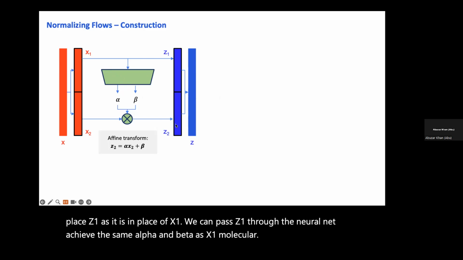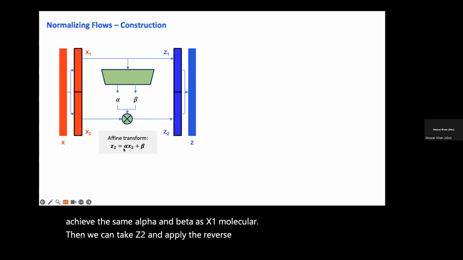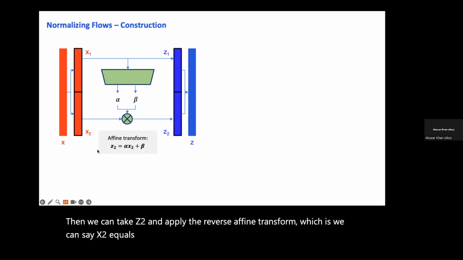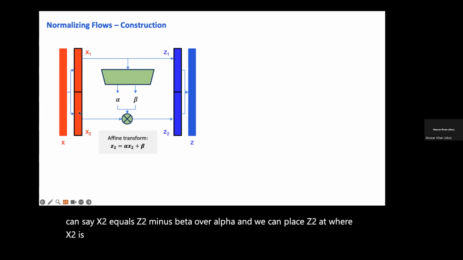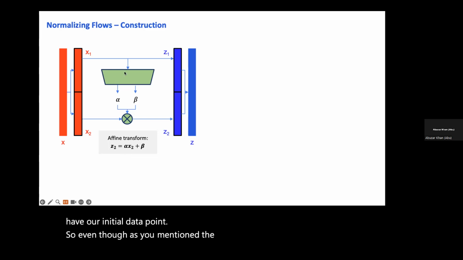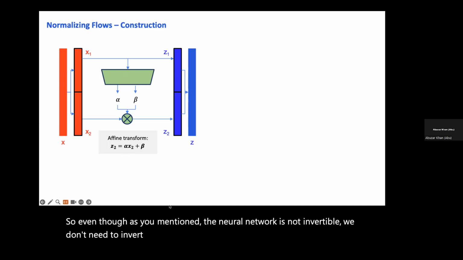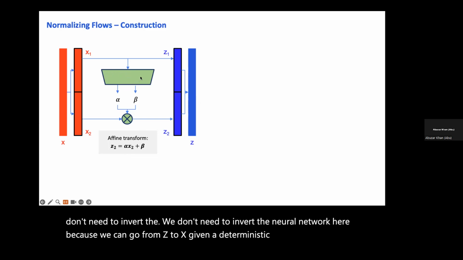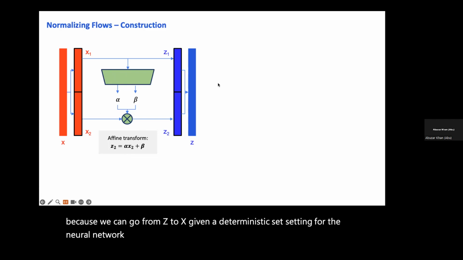Then we can take Z2 and apply the reverse affine transform, which is, we can say X2 equals (Z2 minus beta) over alpha, placed where X2 is, right? After the transform. So even though, as you mentioned, the neural network is not invertible, we don't need to invert the neural network here, because we can go from Z to X given a deterministic setting for the neural network, so it does not cause any problems.